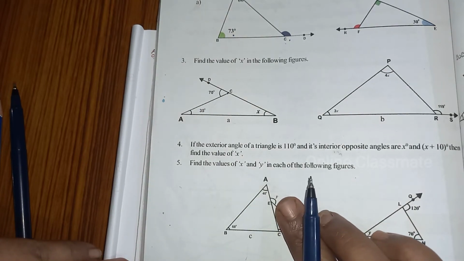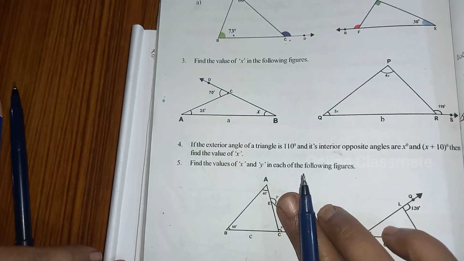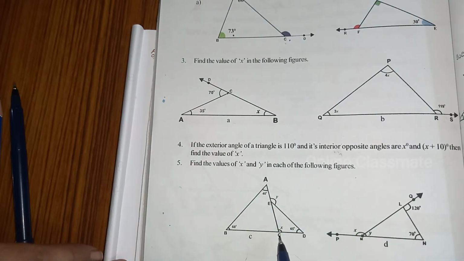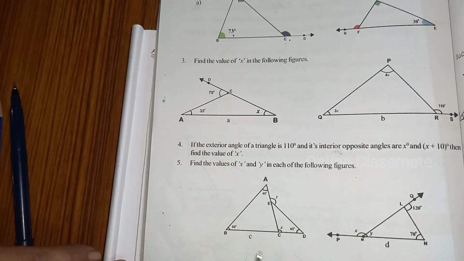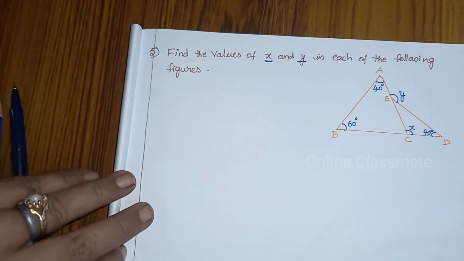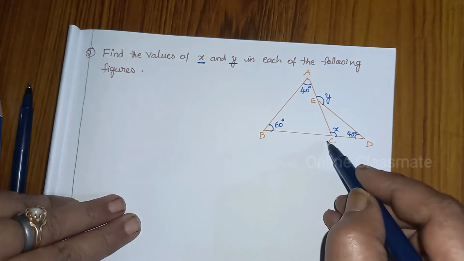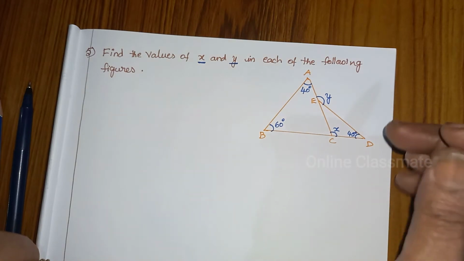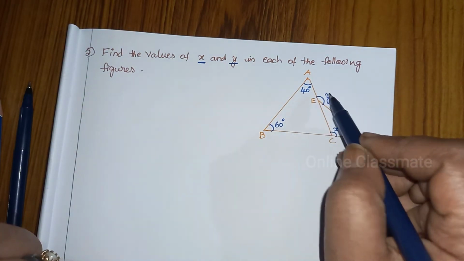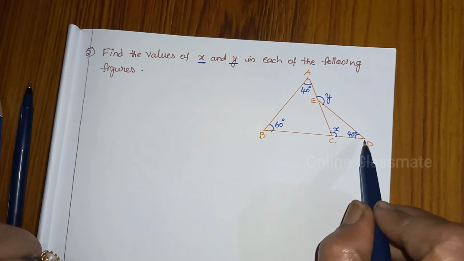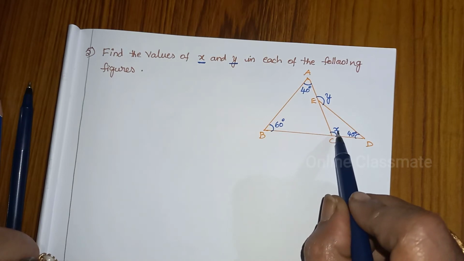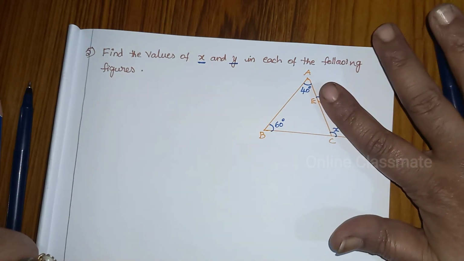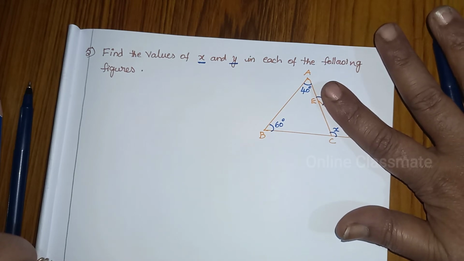First you can see the triangle ABC. Angle C, that is x, is the exterior angle of triangle ABC. Here ABC is one triangle and CDE is another triangle. Now in triangle ABC, C is extended to D. We can think C is extended to D. x is the exterior angle of triangle ABC.